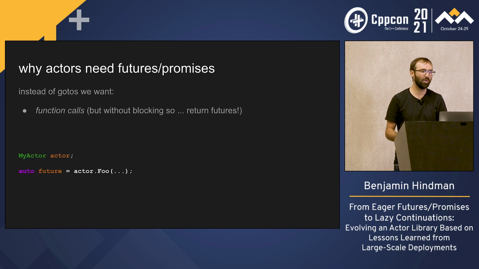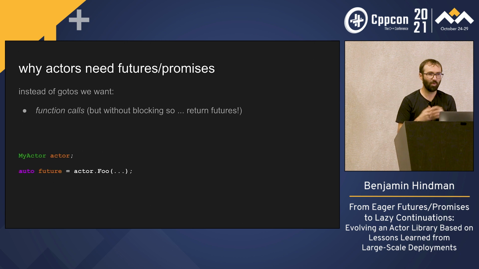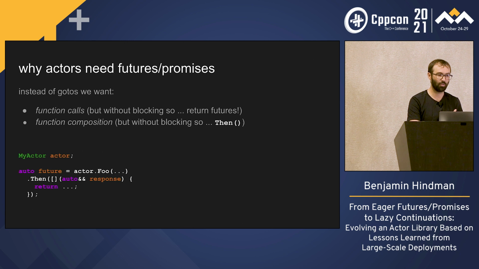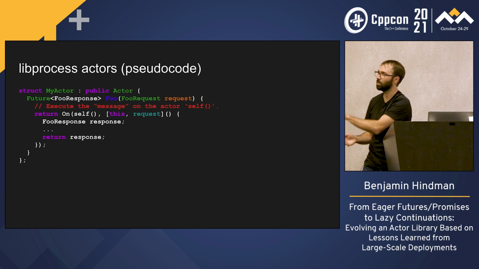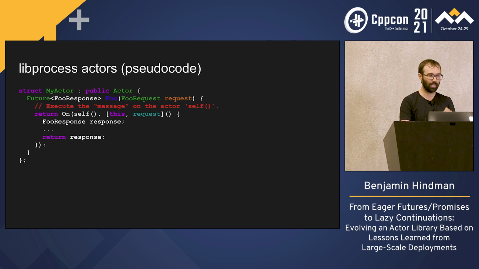So how could we do better? Well, what we want is function composition, right? We want something like function calls. But of course, since we're working with actors, nothing can block. So rather than having our actors block, we'll have them return futures, okay? And of course, we want function composition, so we'll just use then. So how might actors end up looking, okay?